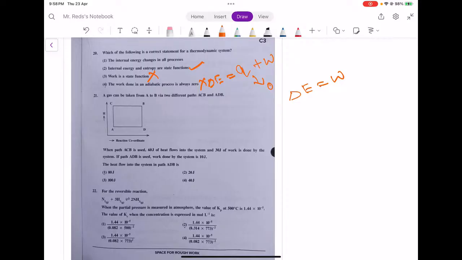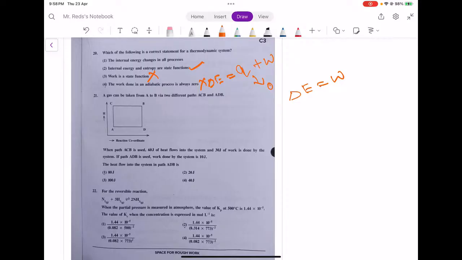The option "the internal energy change in all the process" is incomplete, students. This sentence is incomplete. But is the second option correct or not? Both internal energy and entropy are the state functions.